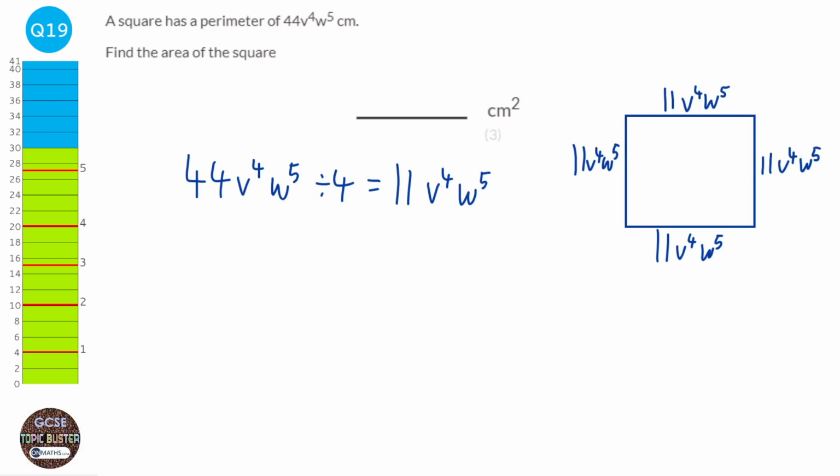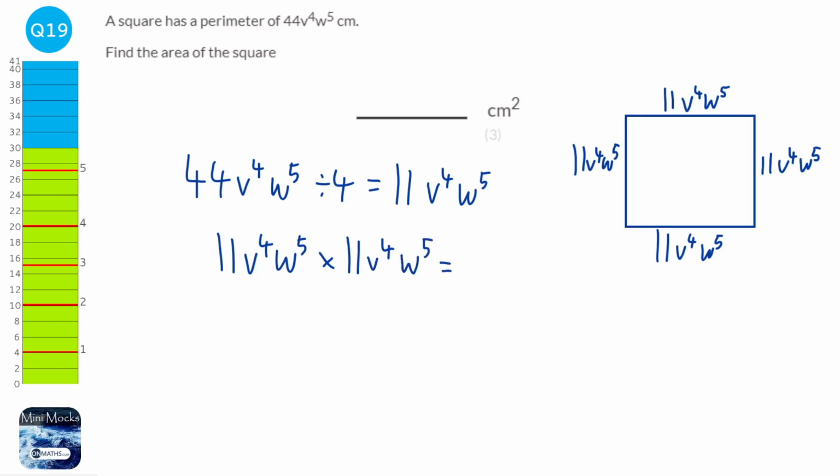And to work out what the area is, we obviously are going to square that. So we're going to do 11v to the power 4, w to the power 5, and we're going to just times it by itself, which is what squaring means. Okay, so we're going to times the 11s together, so that's going to be 121. Going to times the v to the power 4s together, and remember with indices, if you times two powers of the same base, and they're both v, then we just add the powers together, so that'd be 8. And we're going to add the w to the power 5s together, so that makes 10. So it's 121v to the power of 8, w to the power of 10.